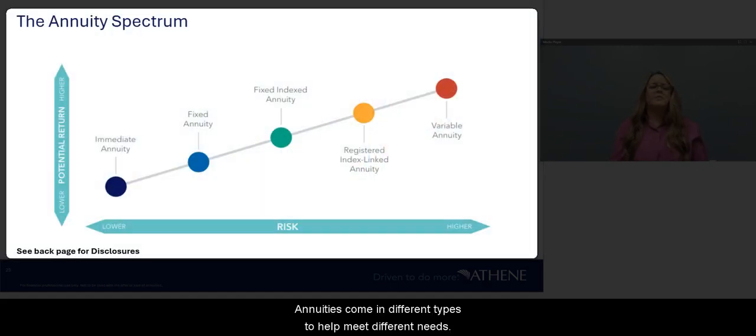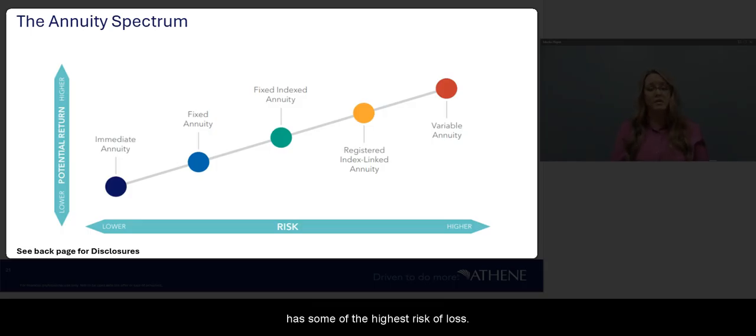Annuities come in different types to help meet different needs. One of the ways they vary is by the amount of potential risk and return, as shown on this slide. The immediate annuity has the lowest amount of risk, whereas the variable annuity has some of the highest risk of loss.